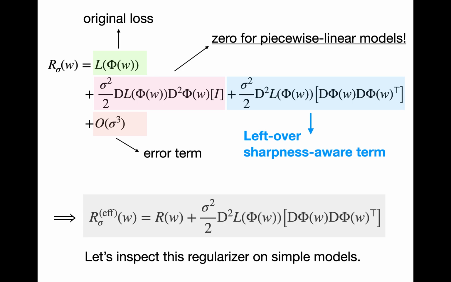gradient descent is the original loss, plus a term that is in O of sigma squared that is 0 for piecewise linear models. Indeed, you see that you have the second derivative of the model, plus a term that is actually also O of sigma squared, but is non-vanishing. And this term is the leftover sharpness-aware term. And also we have a fourth term that is an error term, which we ignore for the time being, but will be important for the later slides.